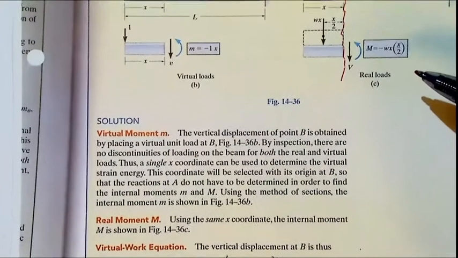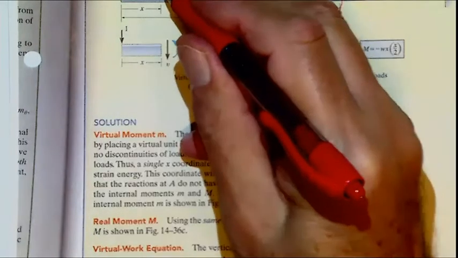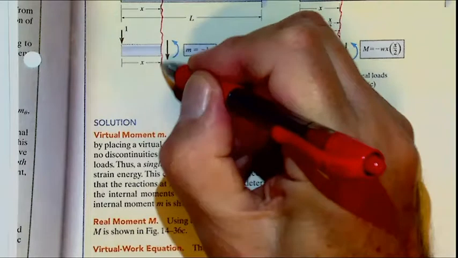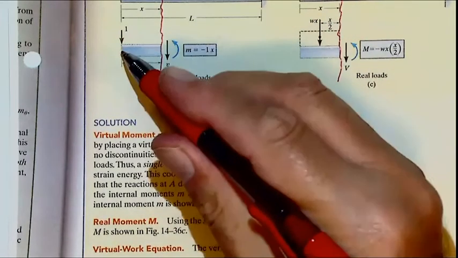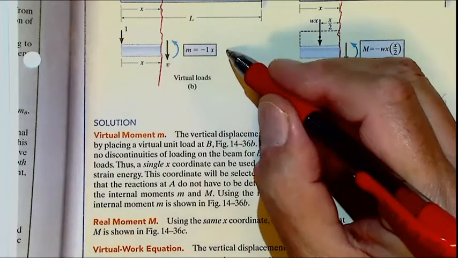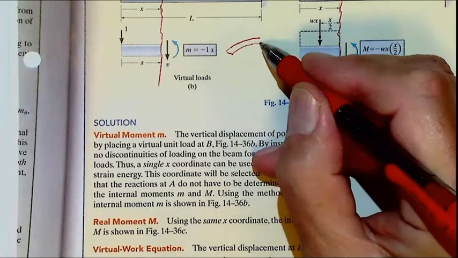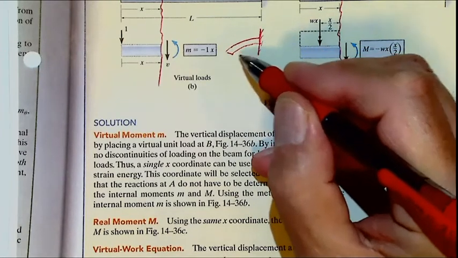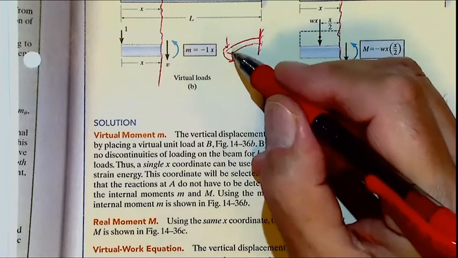So virtual moment. Okay, here when I cut, that is a cut. Then bending moment equals minus 1 times x. Why? Because upper fibers are in tension. That is how it works. And 1. Oh, that is this bending moment.